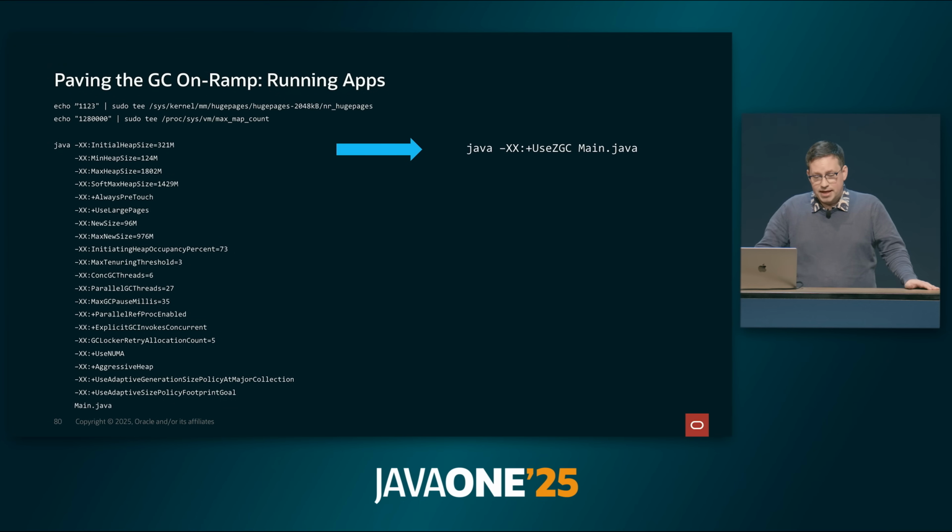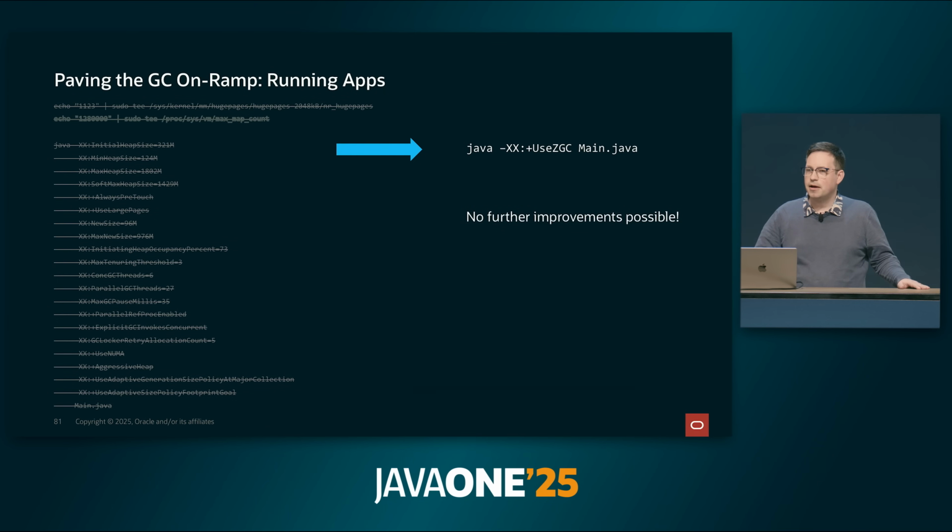And in summary, that means that we can go from this configuration mess on the left to using only a single JVM option, use ZGC. And if you use that, you don't have to configure all of this stuff. And I think that's the ultimate goal. And not much more to do there.